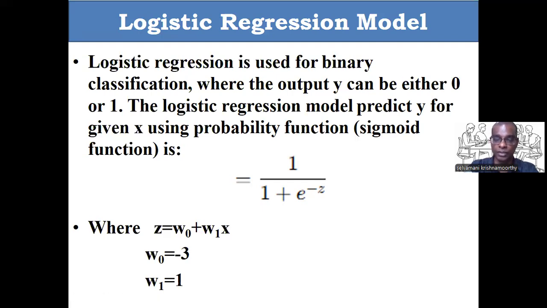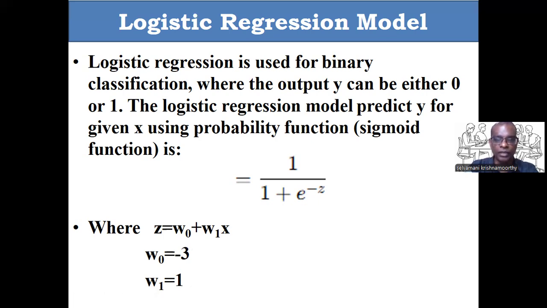Linear regression works on the best fit of a line, that means y equal to mx plus b. In the same way, logistic regression works using the function y equal to 1 divided by 1 plus e to the power of minus z, where z equal to w0 plus w1x. These w0 and w1 are constants. W0 equal to minus 3, W1 equal to positive 1.